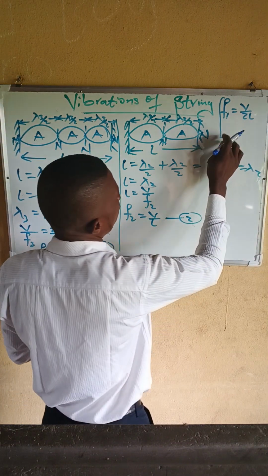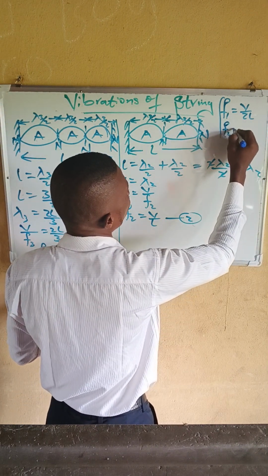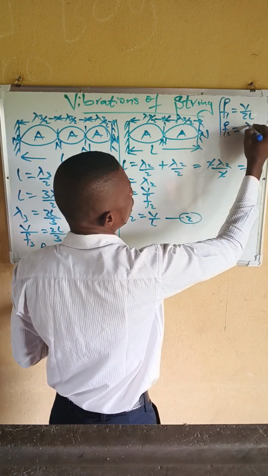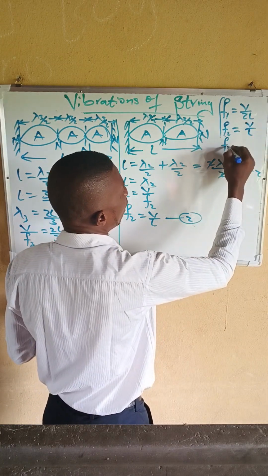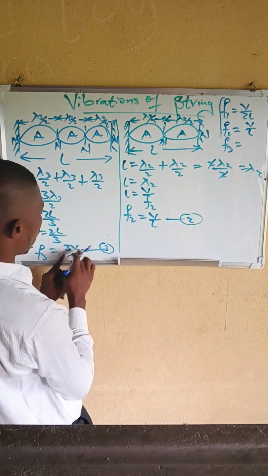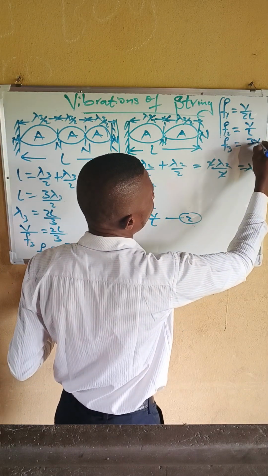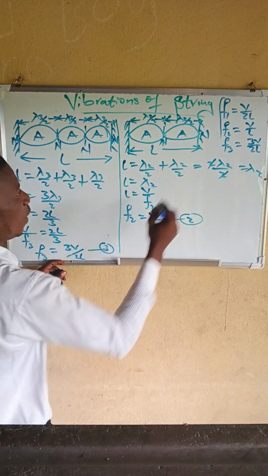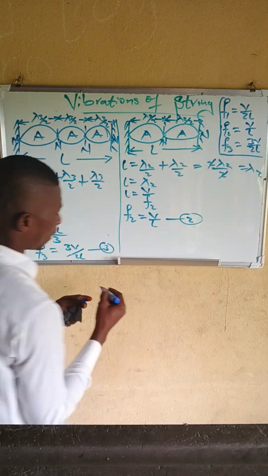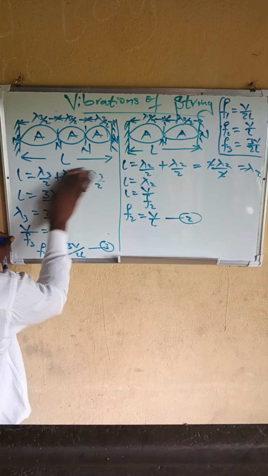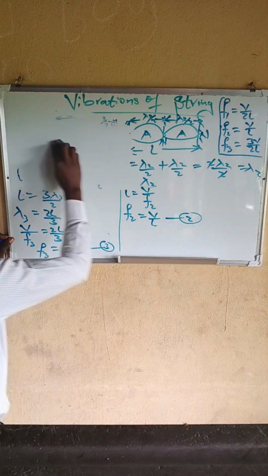Then, in summary, I have F2, which is V over L, and my F3 is 3V over 2L. I will use these formulas later. Now let me demonstrate another one.